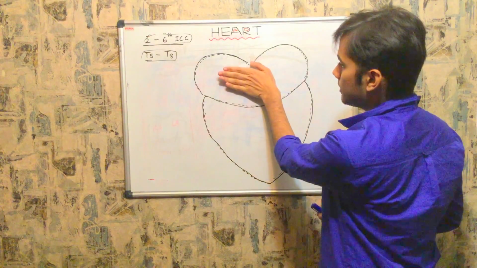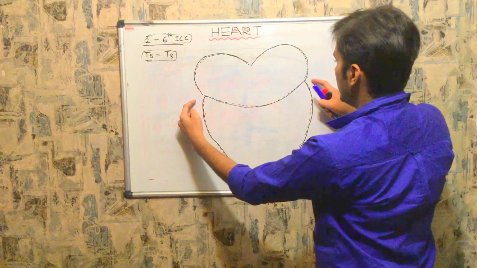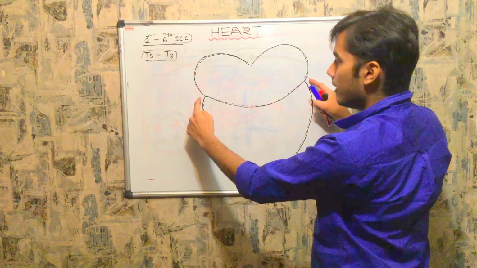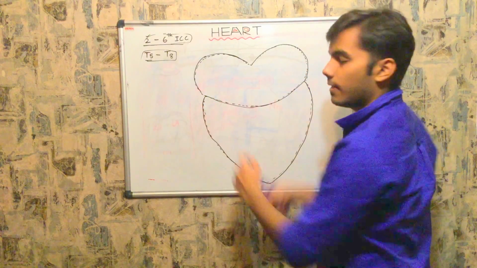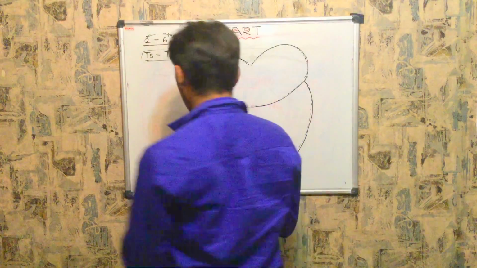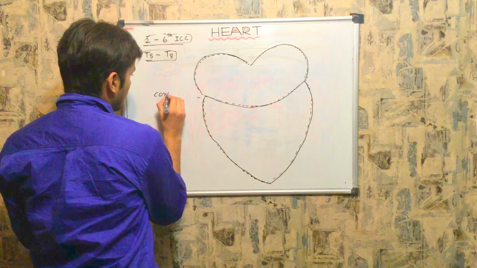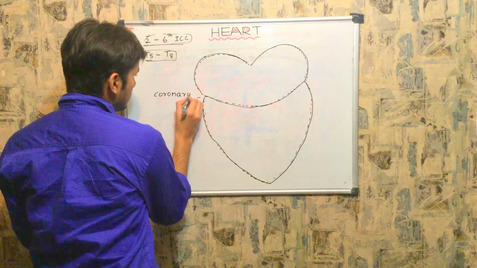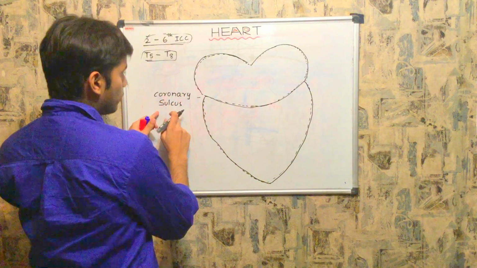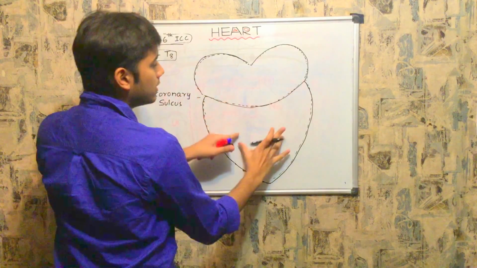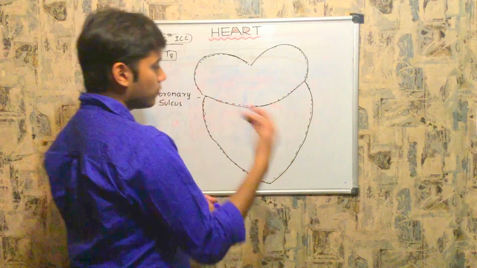Separating the atria and the ventricles, there is a groove here on the right and the left, right? This is the groove that is separating the atria and the ventricles. This groove you call the coronary sulcus. The coronary sulcus is the groove that is separating the 2 atria from the 2 ventricles, or simply atria from ventricles. Now there is one more groove.